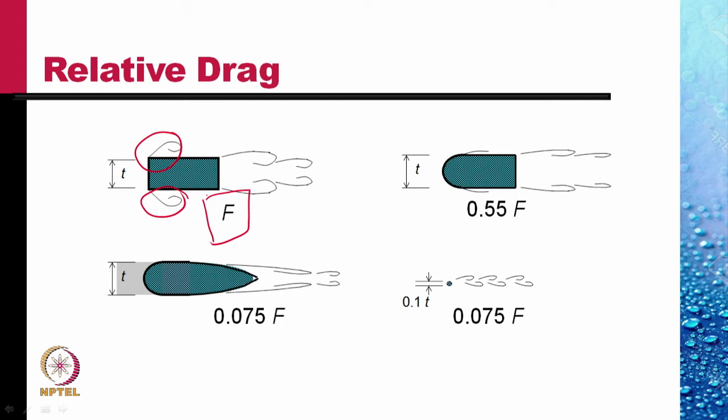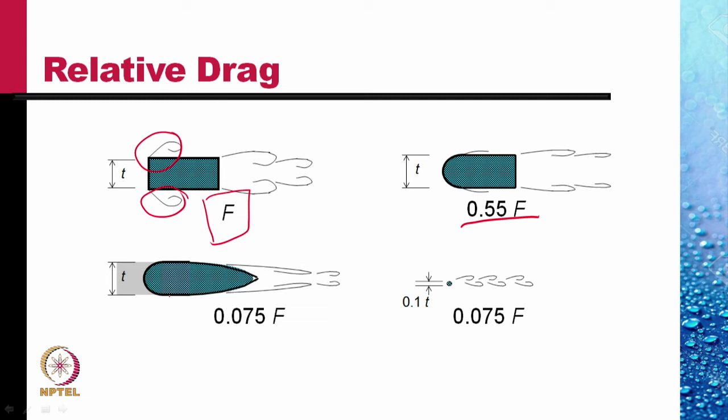In the next case, we have just rounded the nose. And when we round the nose, the flow does not separate at the edge like in this case. So the wake is narrower and the drag is about half of what it was in the first case. In the third case, in addition to having a rounded nose, we have attached a long tapering tail.